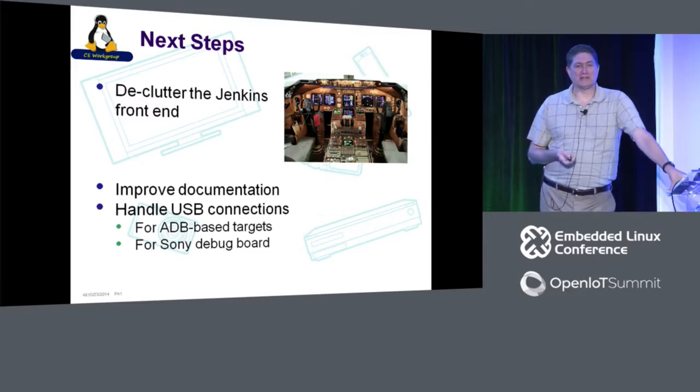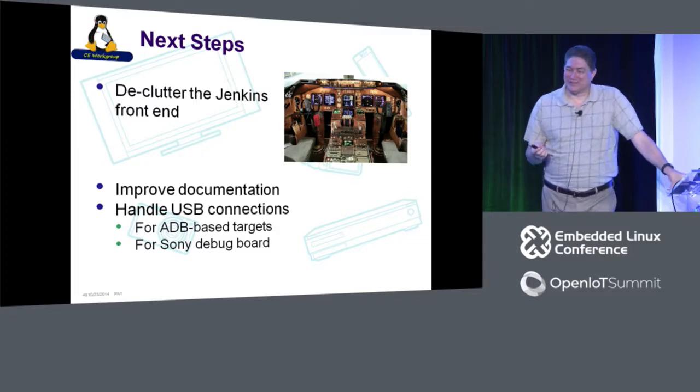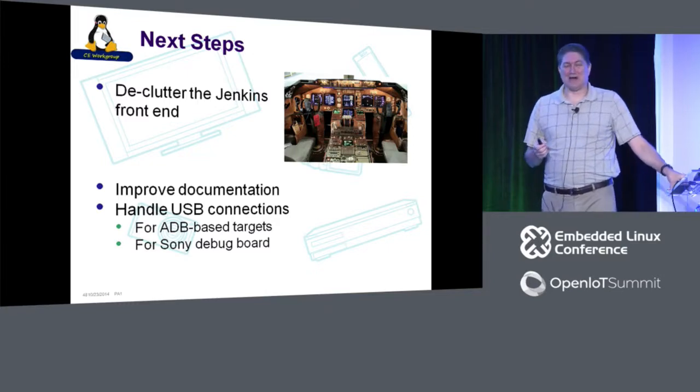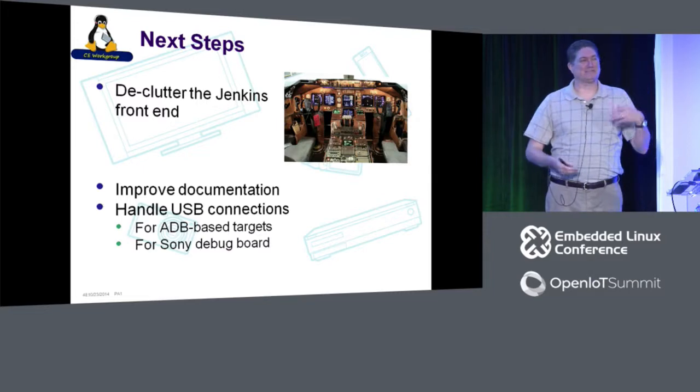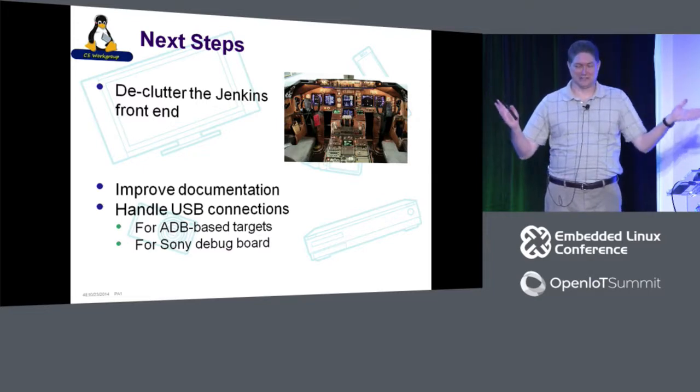Okay, so what are some of the next steps? Jenkins, if you've ever used it, is a little bit like driving a 747. It's got so much junk in there. So we want to declutter the Jenkins front end some. I don't know if this is even possible. I'm not a Jenkins expert, but if we could take out all this stuff, there's stuff about Maven. I don't even know what Maven is.